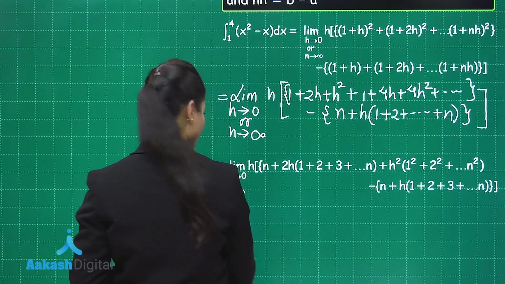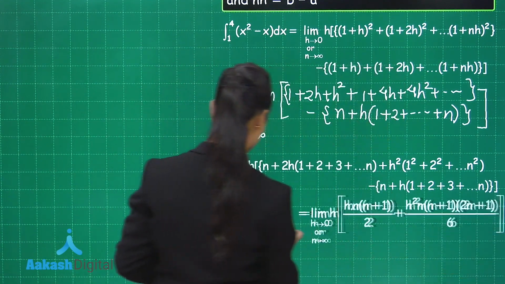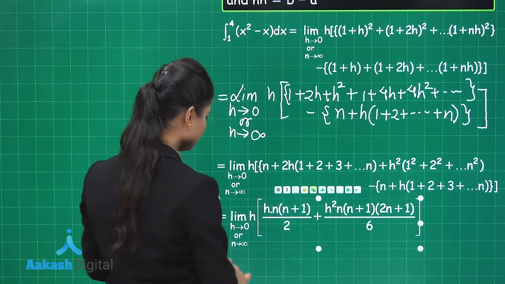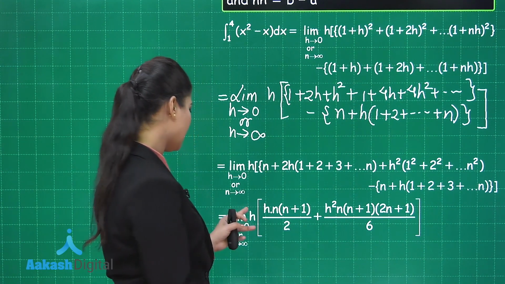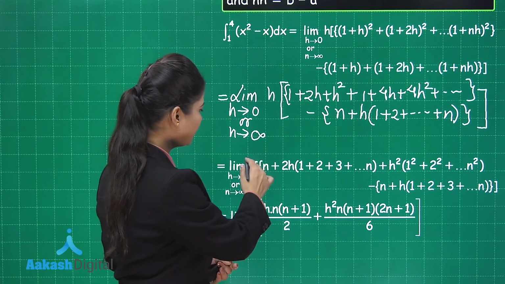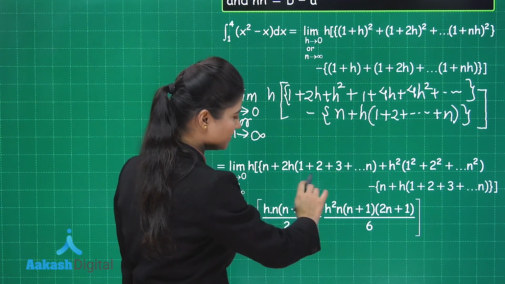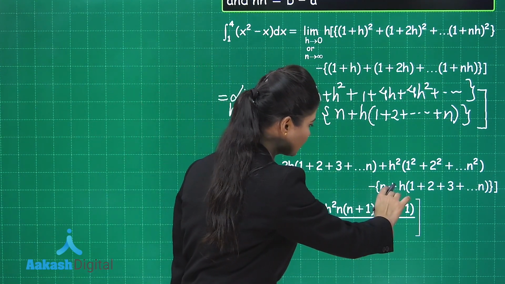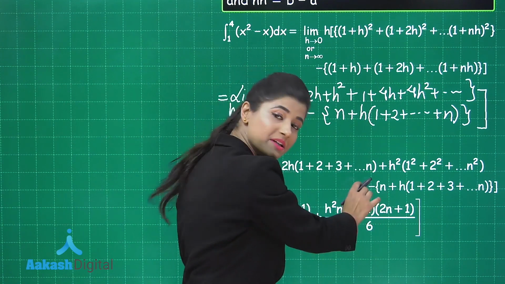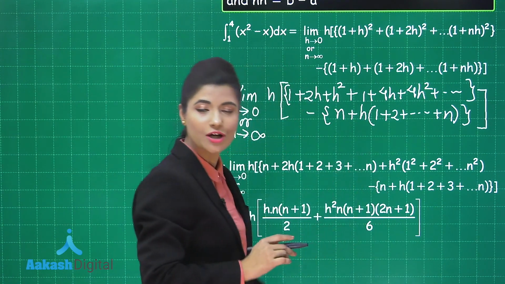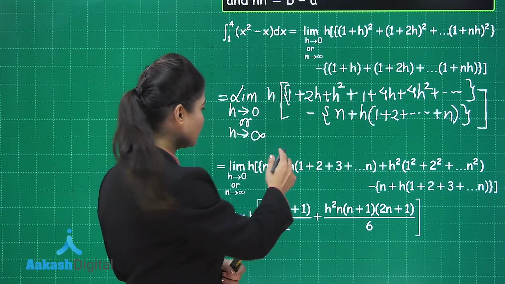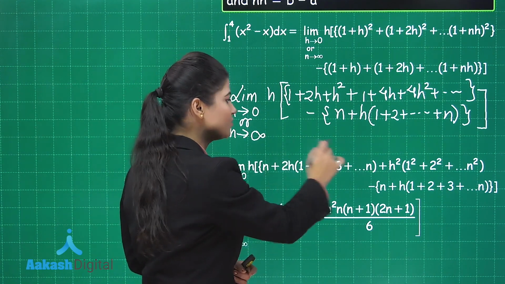So I am going to get, in this step, limit h tending to 0 or n tending to infinity, where you have h multiplied with this term. So this is 2h into the sum of these terms, where I have this term subtracted from it. On opening up this bracket, you will get minus h into the sum of n natural numbers, and here you already have 2h into the sum of n natural numbers.